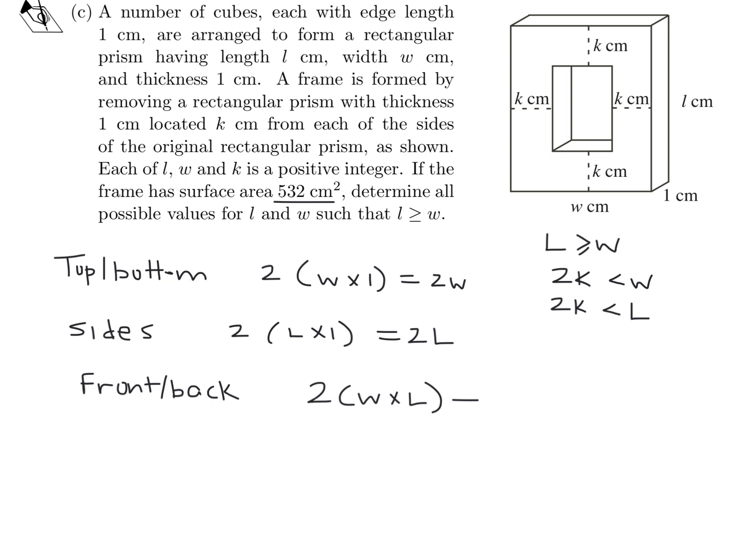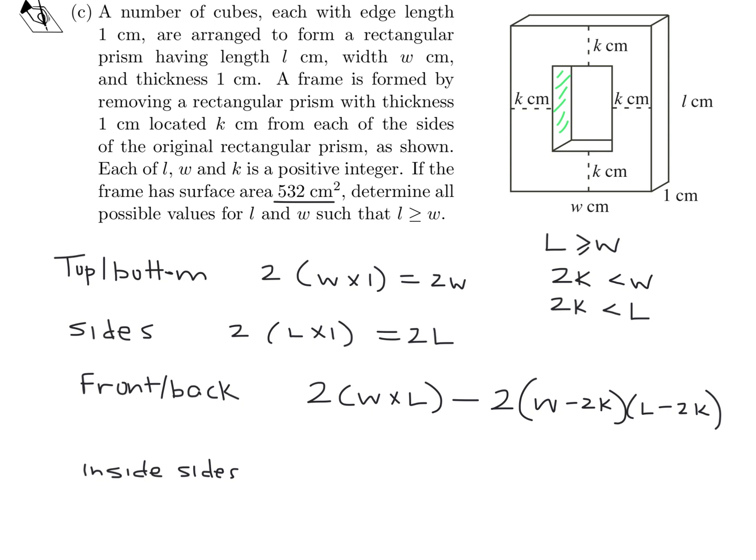But then we have to subtract from it, of course, the cutout. And the cutout is 2 times (W minus 2K) times (L minus 2K). Yeah, I'm pretty sure that's what it is. All right, and then we have to do the inside sides. These guys right here, let me just try to shade it in. There's going to be 2, right? 1 on each side.